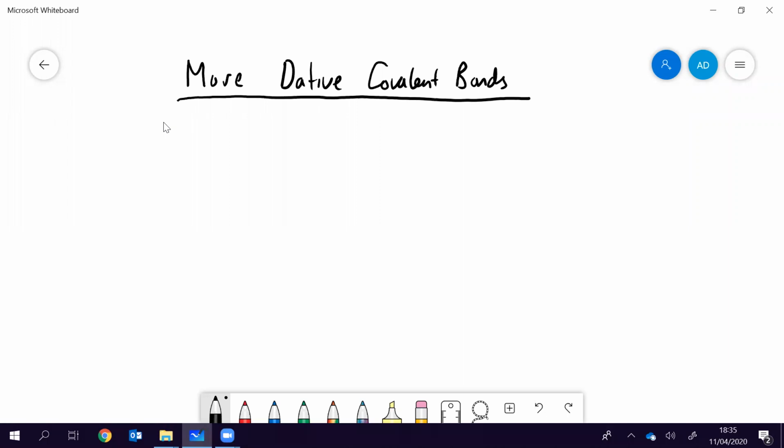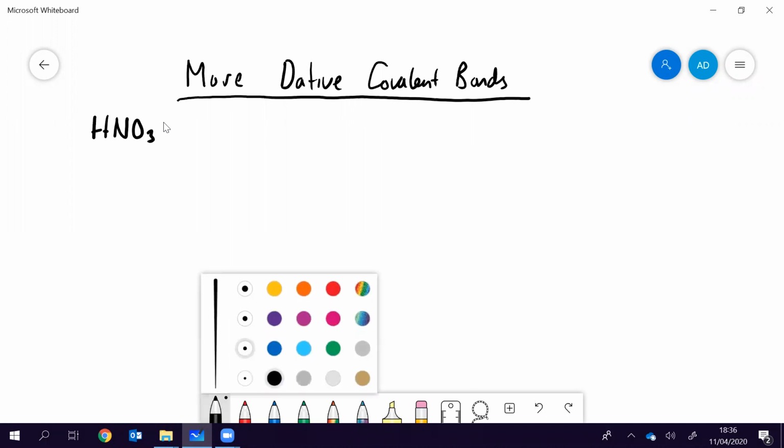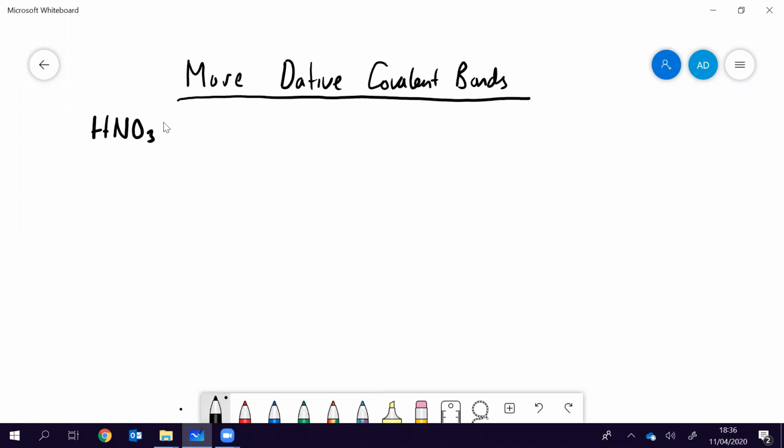Okay, we're going to have some more examples of dative covalent bonds now, and this is something I mentioned in an earlier video. I wanted to talk about nitric acid, HNO3, but I couldn't, because nitric acid contains a dative covalent bond in it. So that's why you wouldn't have come across the structure of nitric acid at GCSE. Okay, so what does it look like?